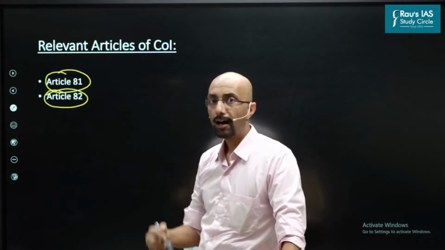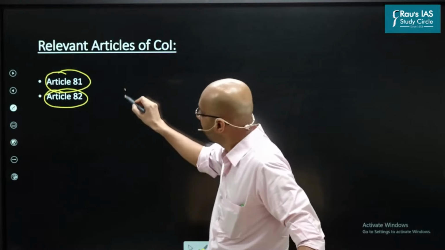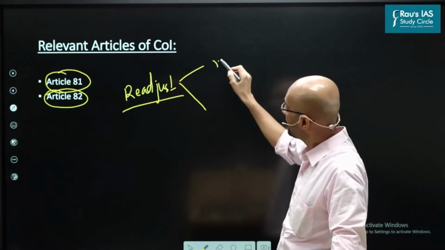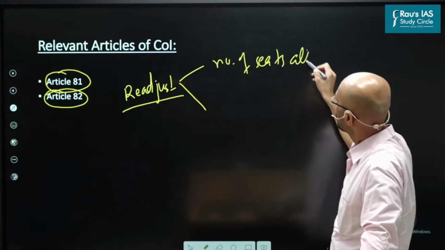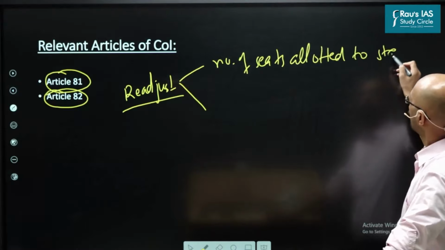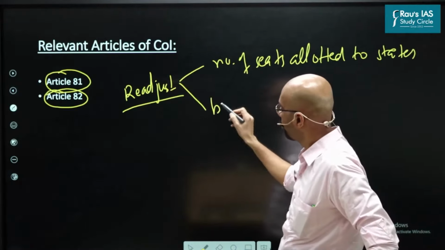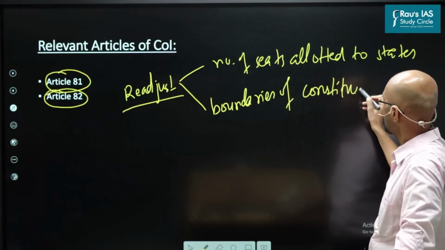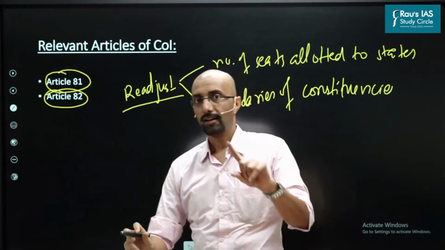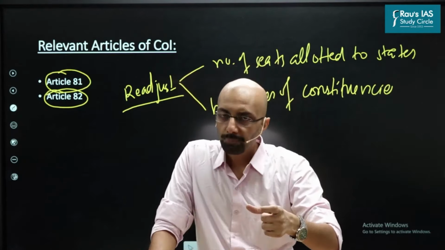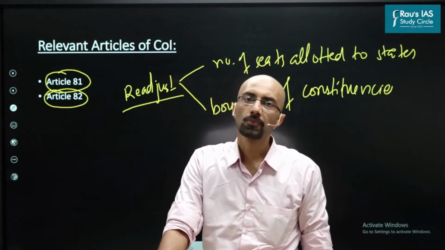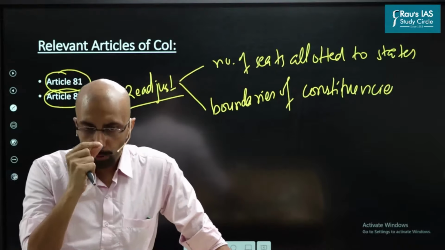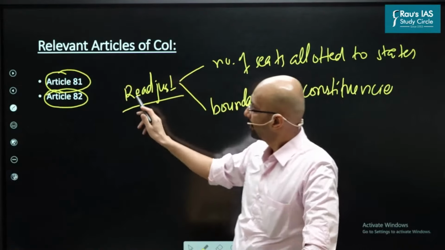Article 82 says that after every census, you have to readjust two things. First, the number of seats allotted to every state, to all the states of India. And second, you have to redraw the boundaries of constituencies in such a manner that, as far as practicable, every constituency in India has equal population, so that all the MPs of Lok Sabha have been elected by the same number of people. So this exercise has to be repeated after every census. We have to readjust.